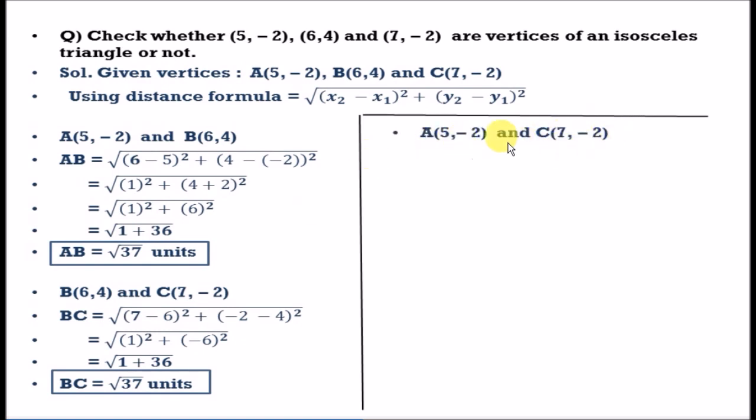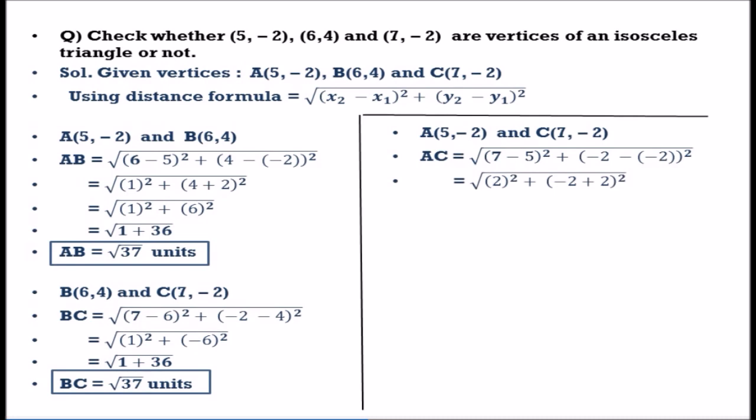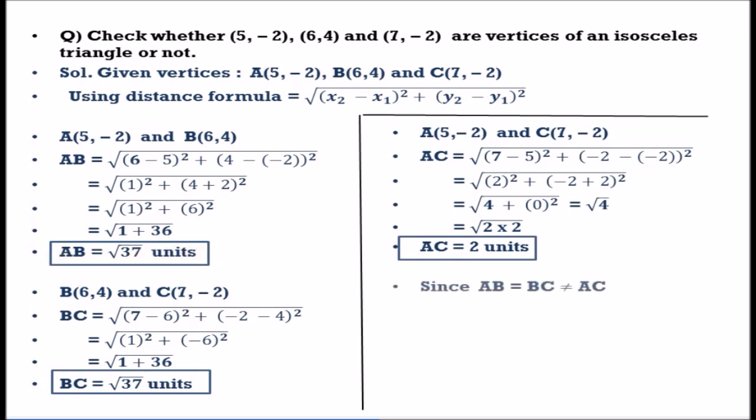A is 5, minus 2. C is 7, minus 2. So AC will be 7 minus 5 whole square plus minus 2 minus minus 2 whole square. 7 minus 5 is 2 square plus minus 2 minus into minus plus 2 whole square. So 2 square, 2 to the 4. 2 minus 2 will be 0. 0 square is 0. So we'll only be left with root over 4, 2 into 2 inside square root. So AC is equal to 2 units. So as you can see, AC is not equal to AB and BC. Since AB and BC, the two sides are equal, but they are not equal with the third side AC.